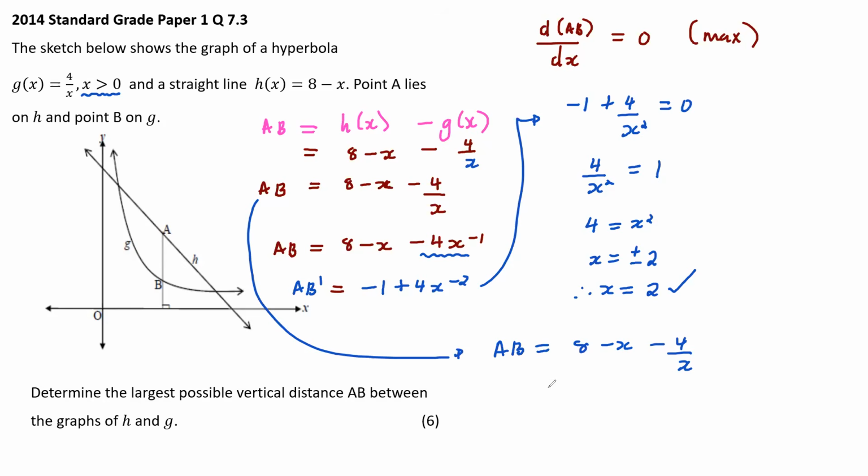But what is that distance? I substitute back into the original formula, 8 minus 2 minus 4 over 2. And so your final answer, the largest distance that you can get here is 4 units.